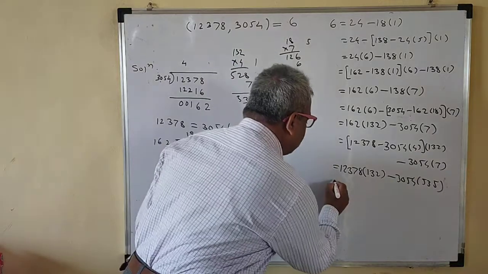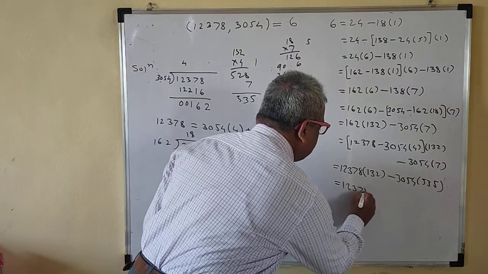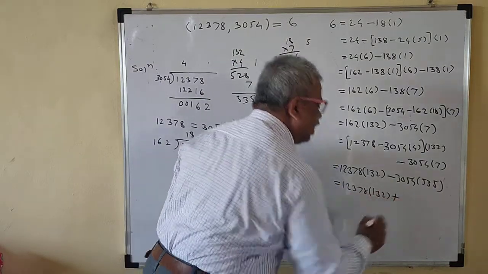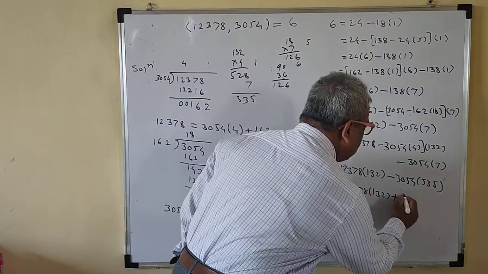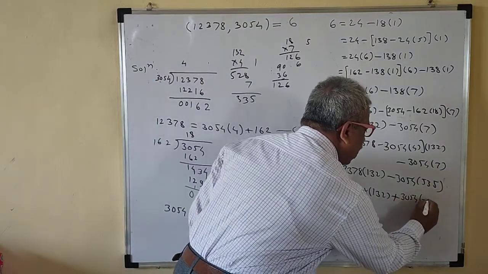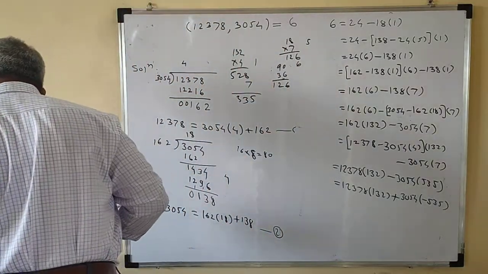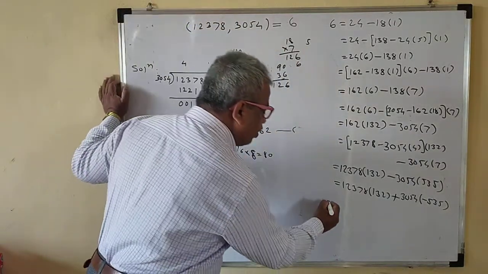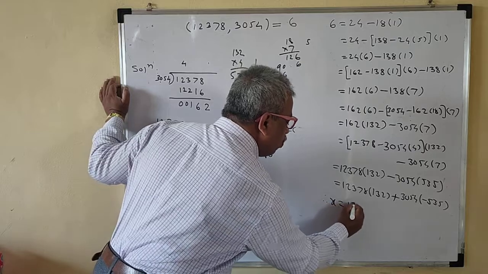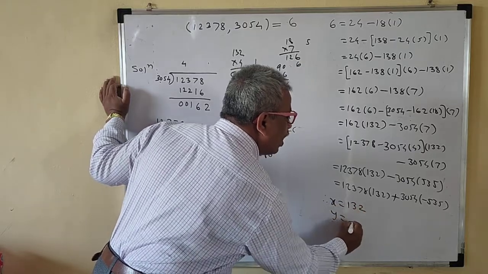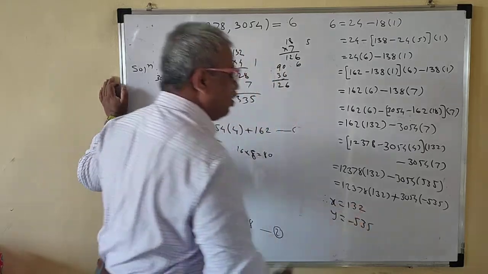So how can we write this now? This is 12, 378, 130. You want a plus sign here. So I can write this as 54 minus 5, right? So what you want is x naught and y naught. We have 1 in x and y. So what is your x? Therefore x is equal to 132 and y is equal to minus 355.